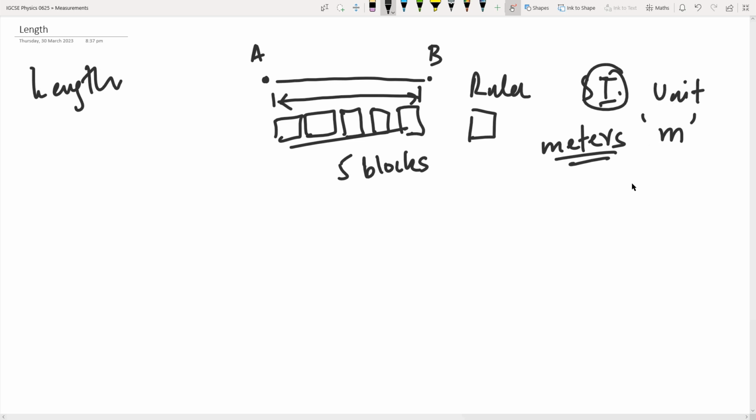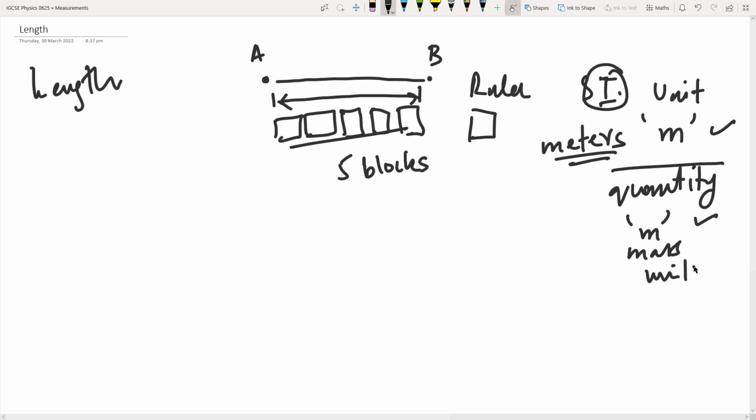Do not confuse this with the quantity, which is represented by the symbol m, which is for mass, right? So do not confuse these two. These two are different things. This is a unit symbol and this is a quantity symbol for mass, right? And the unit for mass is actually kilograms. So do not confuse this m with the unit m over here, right?